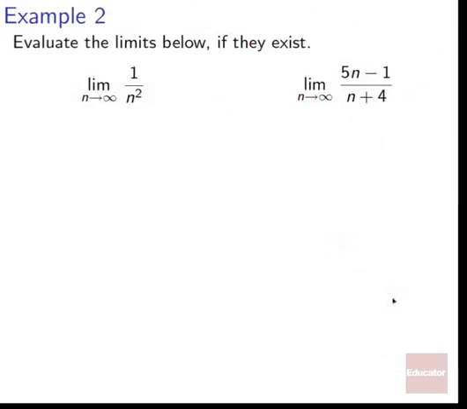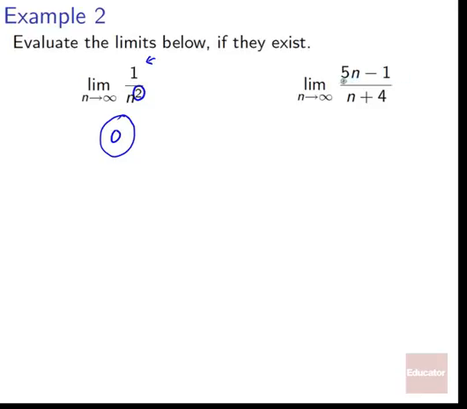Great. Next example, let's look at the limits here. So these are limits of sequences, right? Since it's n going to infinity, evaluate the limits below if they exist. So the limit as n goes to infinity of 1 over n squared. Once again, we see, hey, this is n squared on the bottom. It's just 1 on top, it's constant. So our bottom continues to grow and grow and grow, but our top stays the same. So as we divide by larger and larger numbers, it crushes it down to 0, just like the reasoning we used previously. Limit as n goes to infinity of 5n minus 1 over n plus 4.